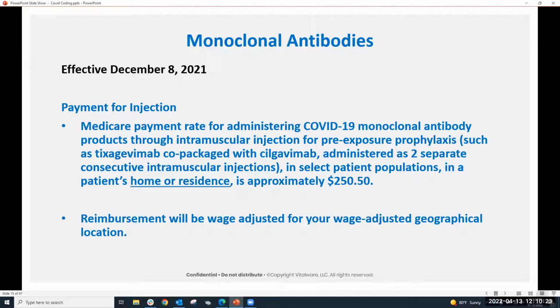Also on December 8th, CMS set the payment rate for administering the monoclonal antibodies intramuscularly for pre-exposure prophylaxis in the patient's home or residence. And this payment rate was set at $250.50.